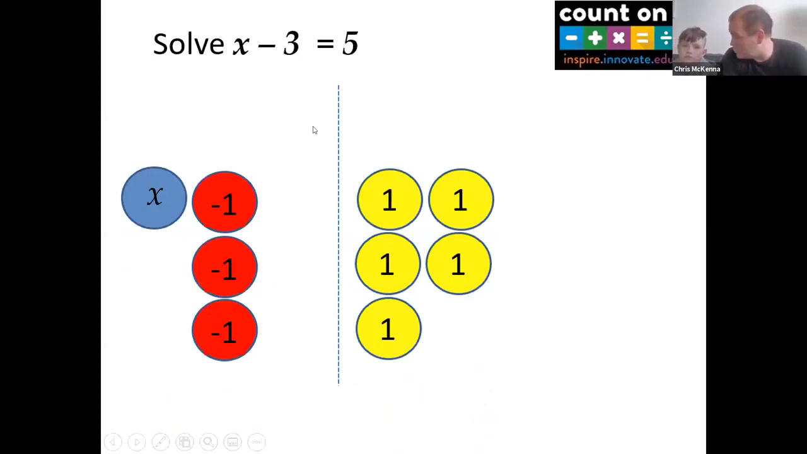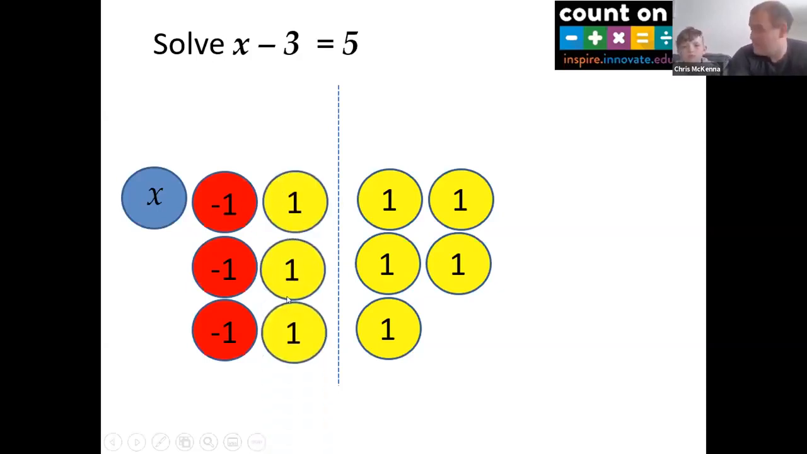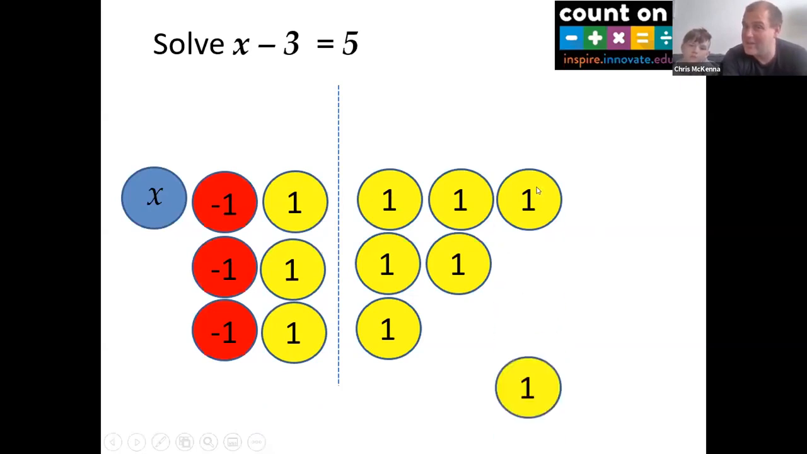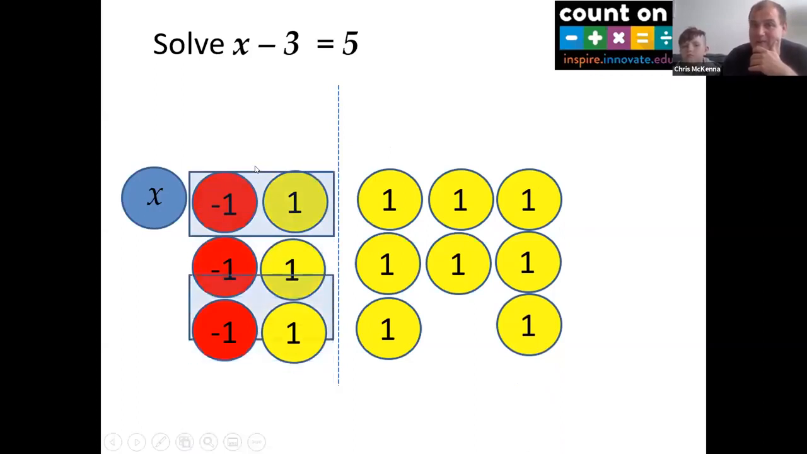Now, I want to get x on its own, don't I? So I don't want these -1s here, I just want to know what x is. So one way to get rid of these -1s is if I add in 1, 2, 3 elements. Because I added in 3 to this side, I need to add in 3 to that side, because we're balancing the equation. We want both things still to be the same. But we can see here now, that's a 0 pair, that's a 0 pair, that's a 0 pair.